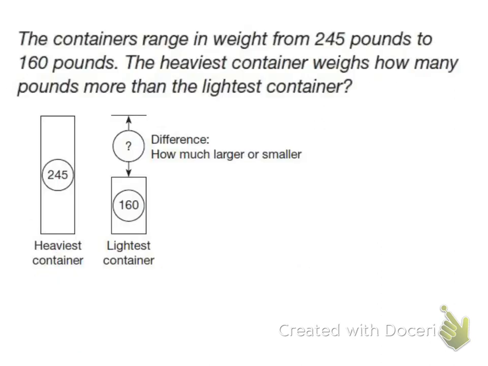So, numbers can be used to describe the quantity of objects. We can say there are 7 containers. We can also describe the size. We can say something is heavier. So in this problem, the containers range in weight from 245 pounds to 160 pounds. The heaviest container weighs how many pounds more than the lightest container?